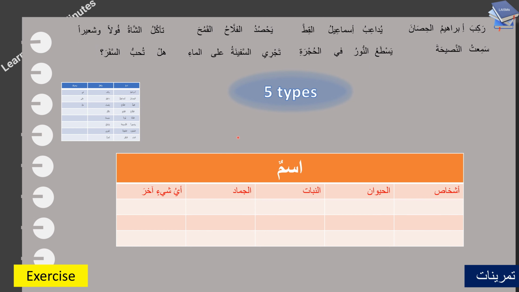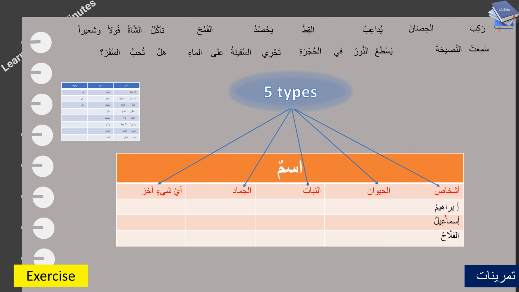We learned that words are of three types: اسم, فعل, and حرف. And we said اسم is divided into 5 types. Anything that refers to a person, animal, plants, inanimate objects, and anything else. Okay, so all of these ones. Let's see the names that we use for أشخاص.